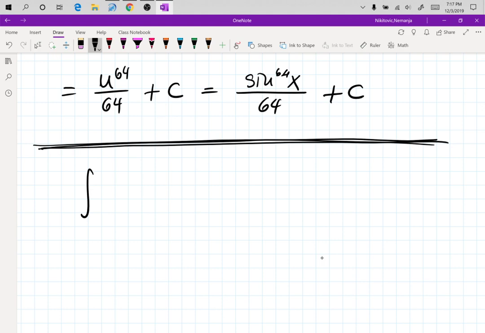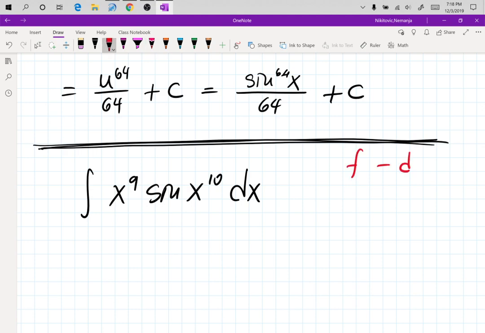How about another sine problem? How about the integral of x to the 9 sine of x to the 10 dx? What's our function-derivative pair? So u equals x to the 10. The derivative du is 10 x to the 9 dx when you move it to the other side.